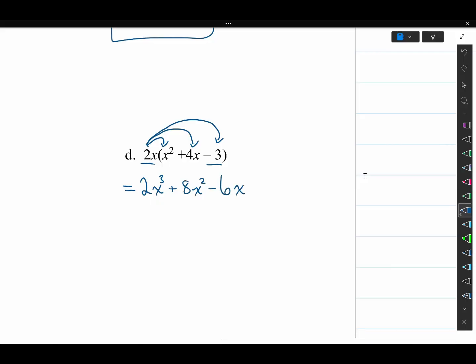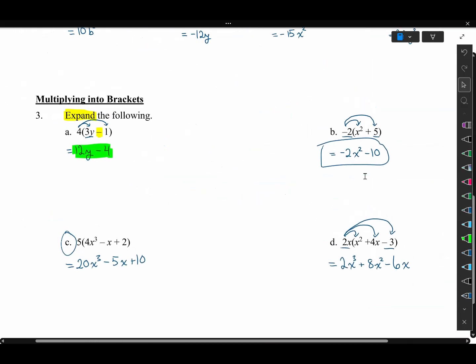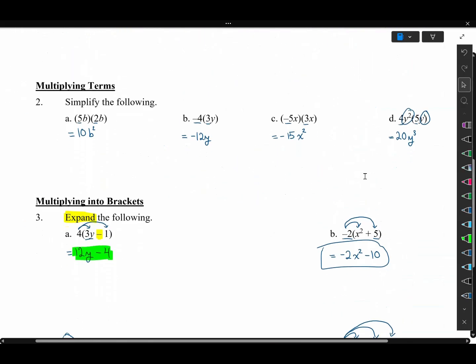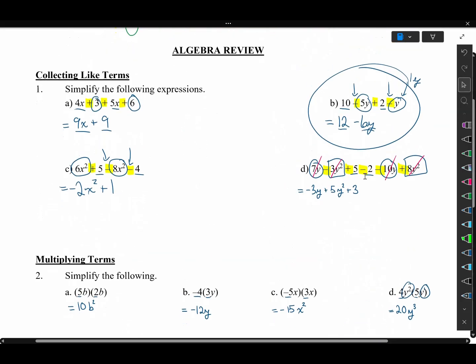So if you followed along, I'm hoping you feel a little bit more comfortable working with some of these algebraic skills. That is multiplying into our brackets, multiplying terms with variables and coefficients and collecting like terms. Nice work here, folks.